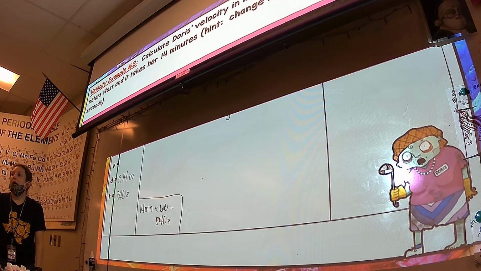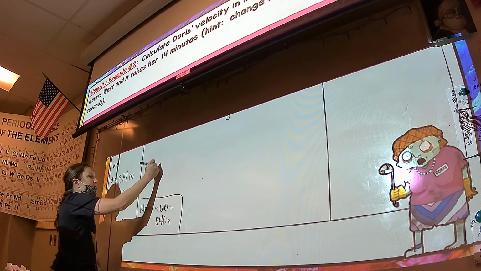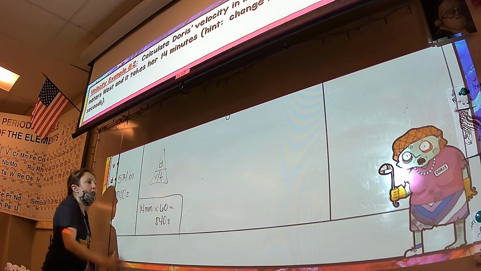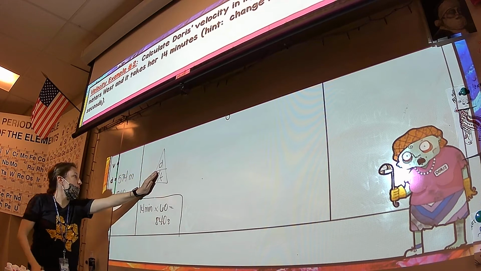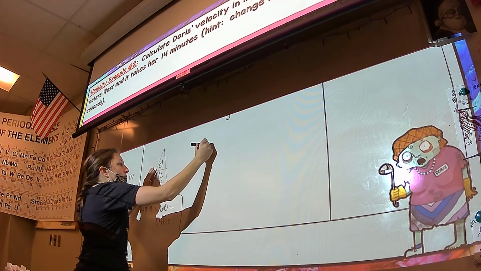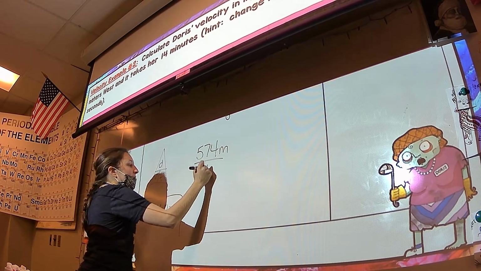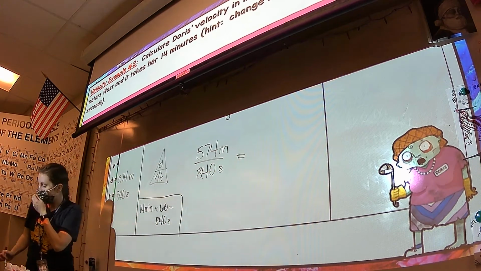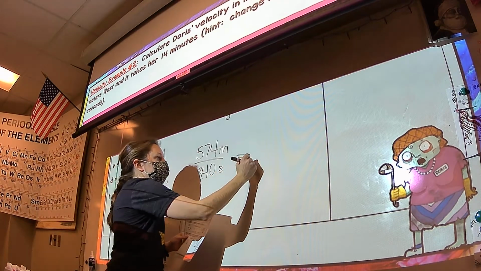Okay? How do I find V? Divide, okay? So back to our triangle. I cover up V, T, G. I'm going to do displacement divided by time. So 574 meters divided by our 840 seconds. 0.68.